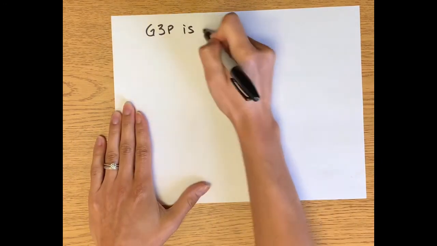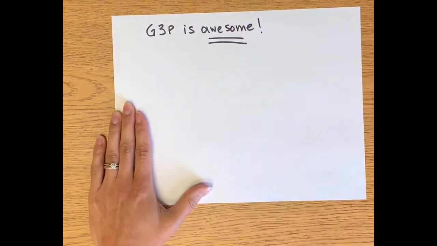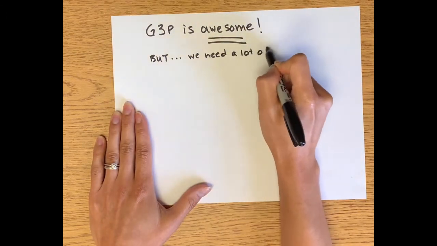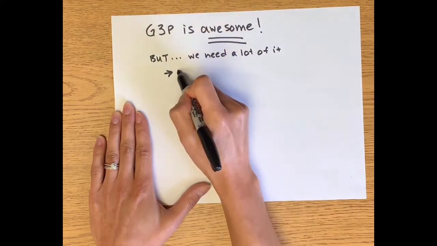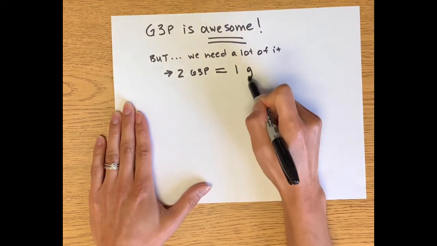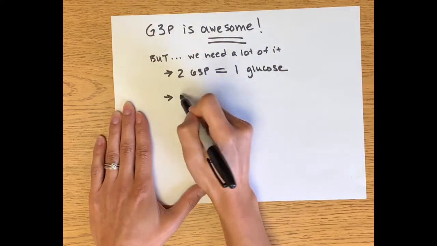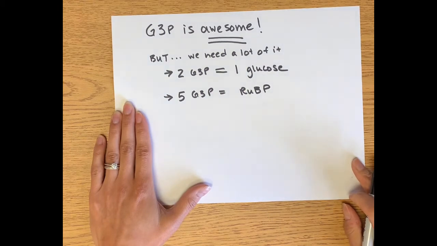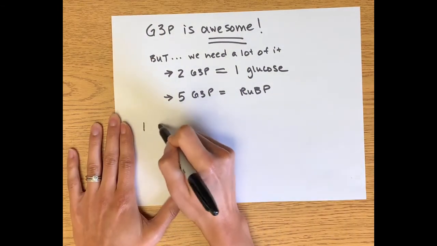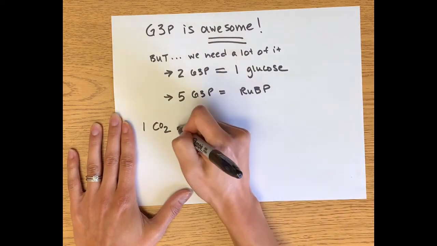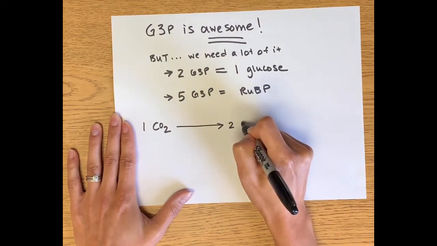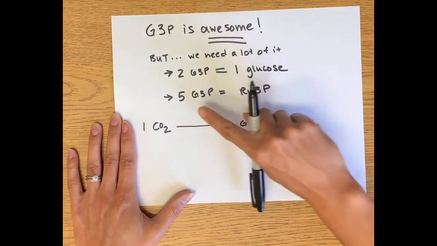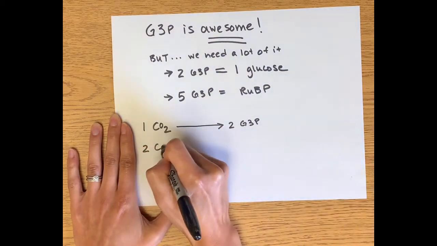Now, G3P is the precursor to lots of useful molecules that the plant can make, including glucose. But we need a lot of G3P in order to make some things. For example, we need 2 G3Ps just to produce 1 glucose. And we need 5 G3Ps in order to regenerate RuBP so we can start the cycle again. So let's look at some numbers. From 1 CO2, we can make 2 G3P molecules. And that's not enough to produce either RuBP or glucose.